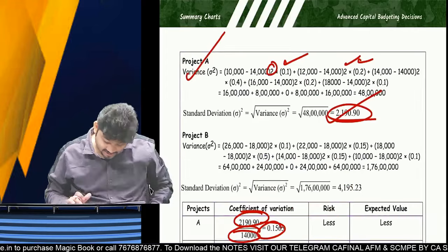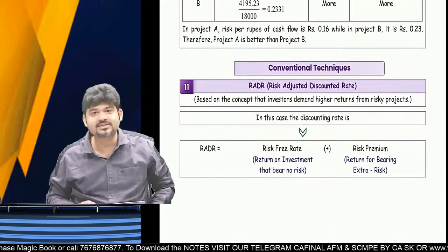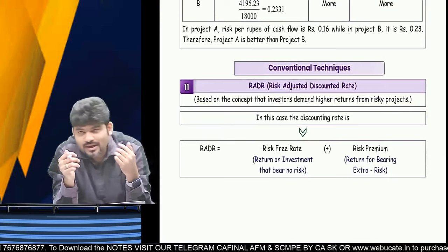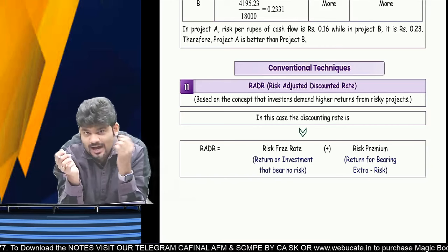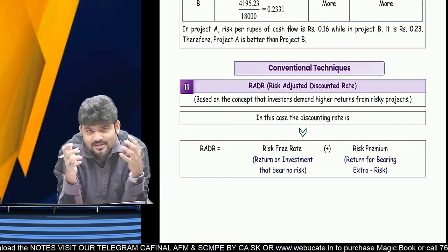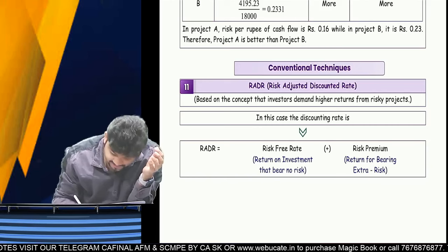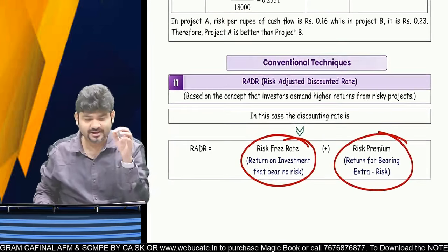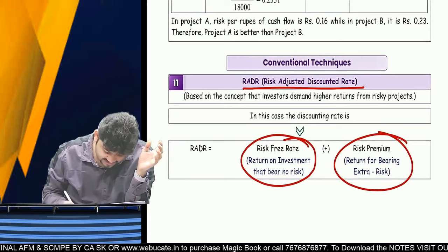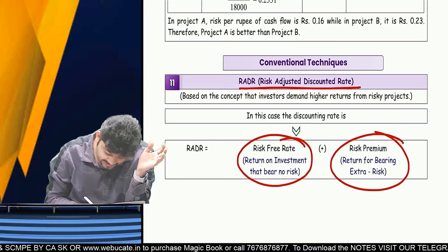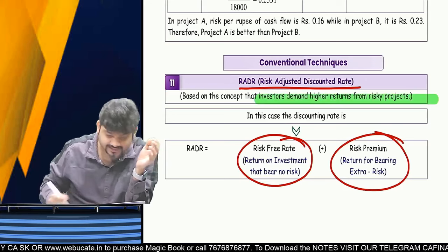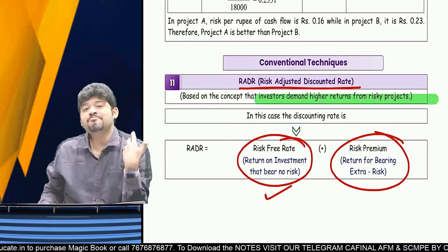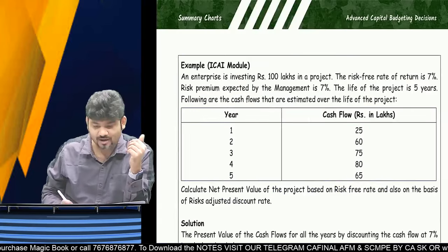So, one is your risk-adjusted discount rate. What is this? Whenever you are discounting your cash inflows, you will require a discounting rate. RADR, the risk-adjusted discounting rate, says that it will be a combination of the risk-free rate plus a risk premium. RADR is based on the concept that investors demand a high return from risky projects. So for sure they need the risk-free rate, but obviously also a premium for bearing the extra risk.